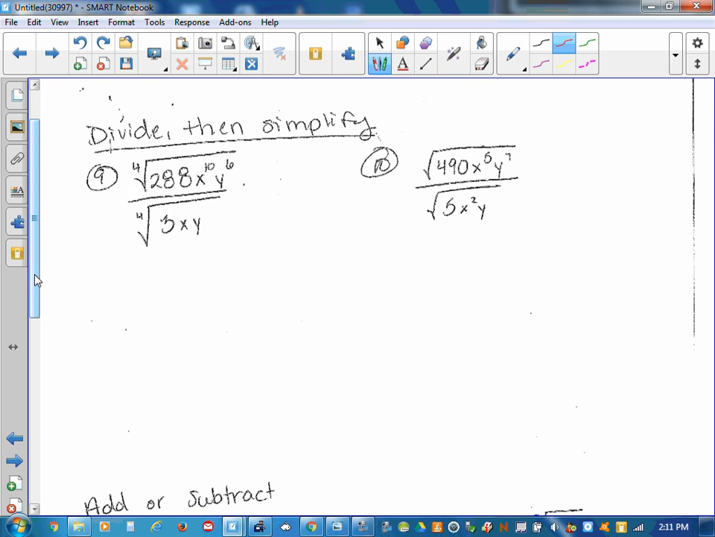Now we're going to divide and sort. So I'm going to divide first, fourth root. 288 divided by 3 is 96. And then these are ones right there. When you divide like bases, you subtract the exponents. So it's x to the 9 and y to the 5.